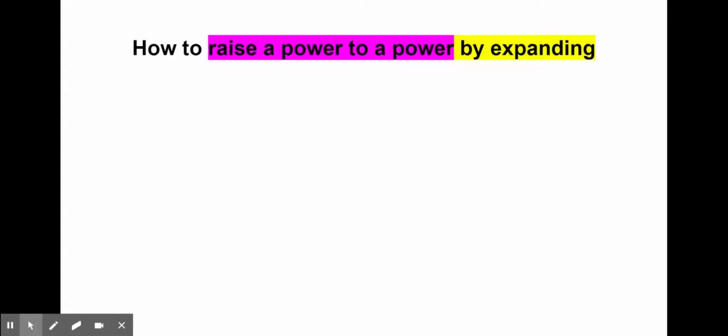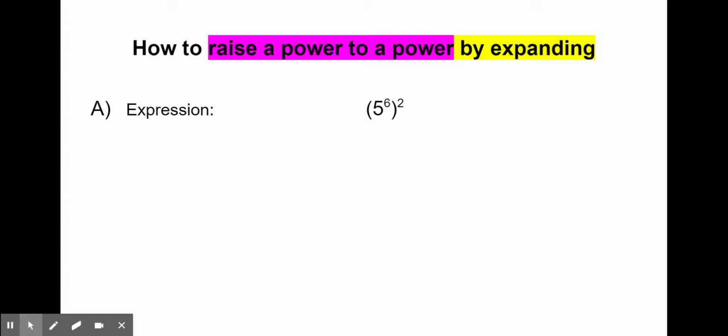All right, let's go over how to raise a power to a power by expanding the expression. Here's our example. We have 5 to the 6th power raised again to the 2nd power. This is a little bit different than what we were just looking at. Now we're taking our exponent and raising it again to a new exponent. So we have 5 as our base, then 6 as our first exponent, and then 2 as our second exponent.